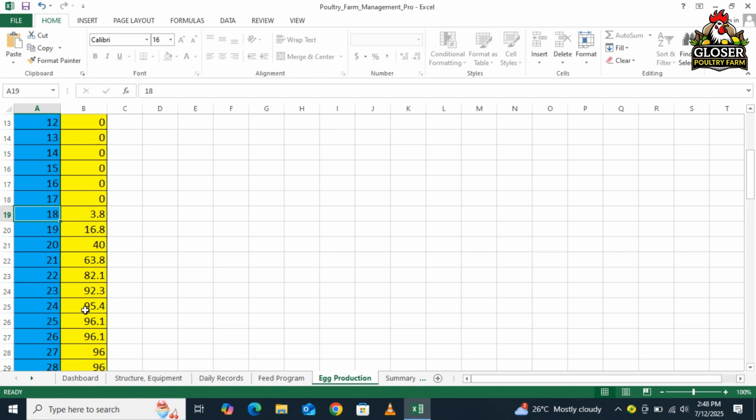The egg production sheet also helps you set realistic expectations. Some people wrongly think that chickens lay an egg every day without fail, but in reality, even healthy layers won't lay every single day. This tool uses proven standards to help you understand what's normal and what's not, so you're not disappointed or confused along the way.